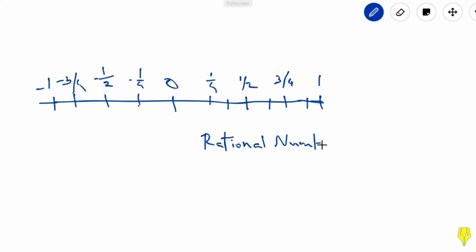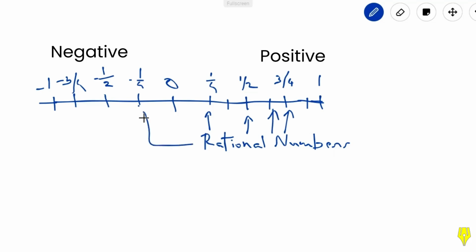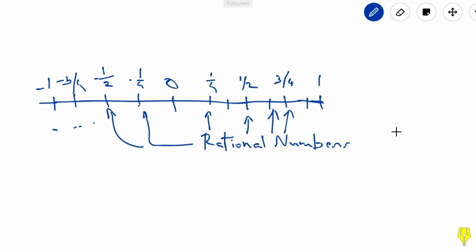We now come across a term called rational numbers. Rational numbers can be either positive or negative. Rational numbers are in the form P over Q, where Q is not equal to 0.